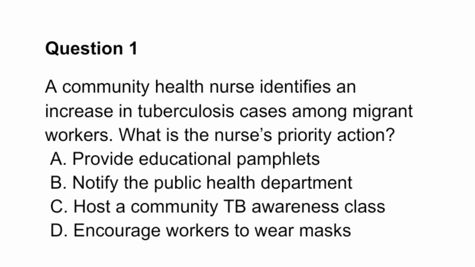Question 1. A community health nurse identifies an increase in tuberculosis cases among migrant workers. What is the nurse's priority action? A. Provide educational pamphlets. B. Notify the public health department. C. Host a community TB awareness class. D. Encourage workers to wear masks.